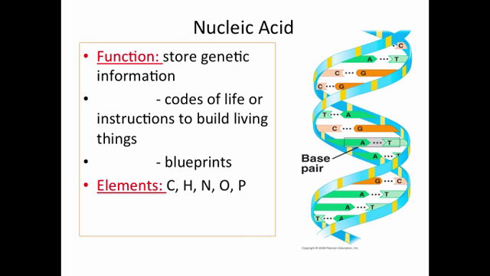What are the elements that are involved in the nucleic acids? It would be carbon, hydrogen, nitrogen, oxygen, and phosphorus. The only one we're missing is sulfur, so it's CHNOP. The shape of nucleic acids is a helix, and whether it's a double or a single is going to determine whether it's RNA or DNA.